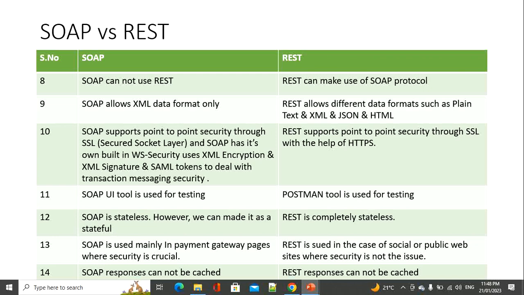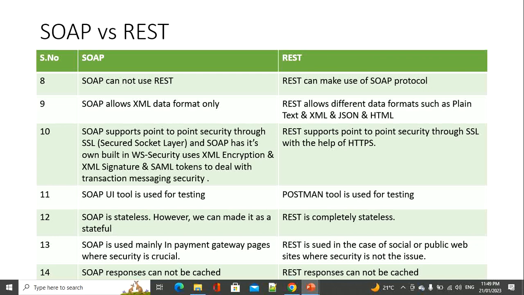Okay. So coming to security, security is the key difference between these two web services. SOAP supports point-to-point security through SSL. Point-to-point security in the sense, on the way, when a client files a request, the request will be fully secured until it reaches the server. So that is point to point. It is completely secured with the help of SSL, secured socket layer. Internally, it makes use of the HTTPS protocol.